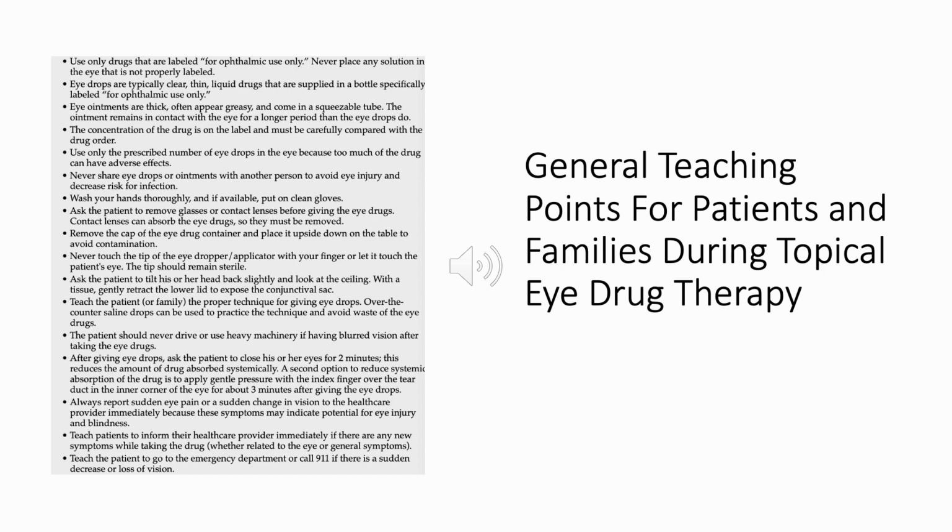Remove the cap of the eye drug container and place it upside down on the table to avoid contamination. Never touch the tip of the eyedropper applicator with your finger or let it touch the patient's eye. The tip should remain sterile. Ask the patient to tilt his or her head back slightly and look at the ceiling. With a tissue, gently retract the lower lid to expose the conjunctival sac.